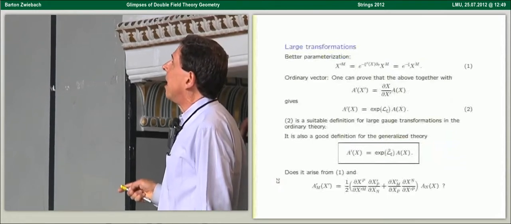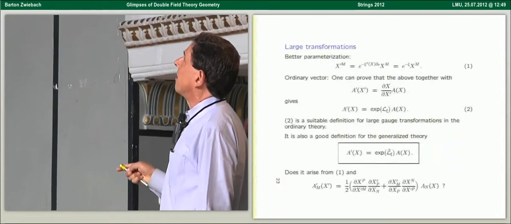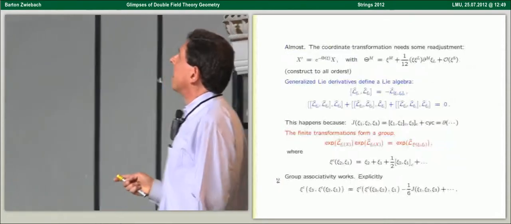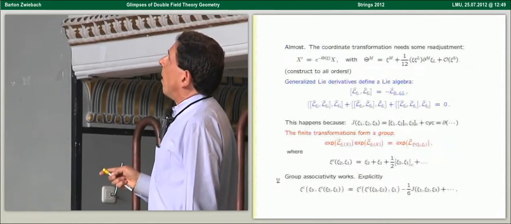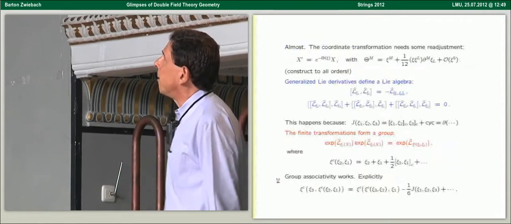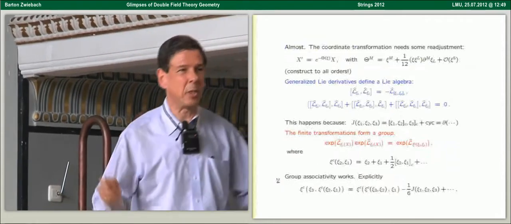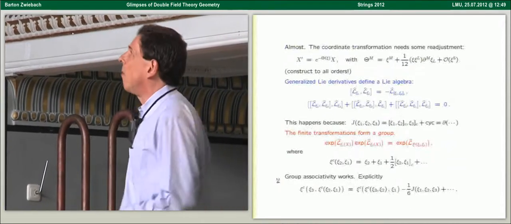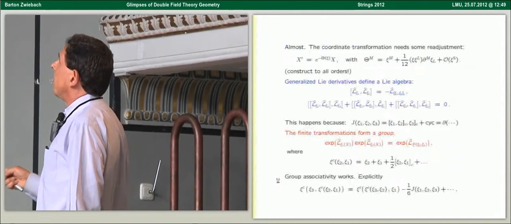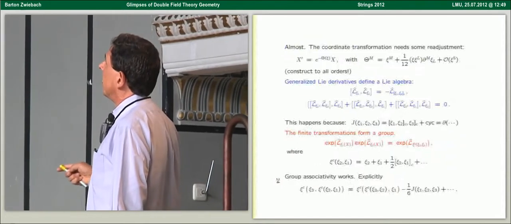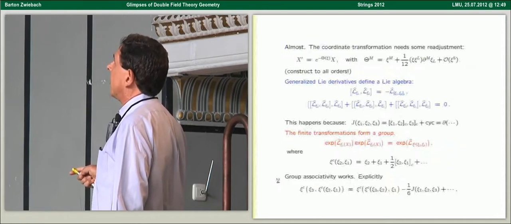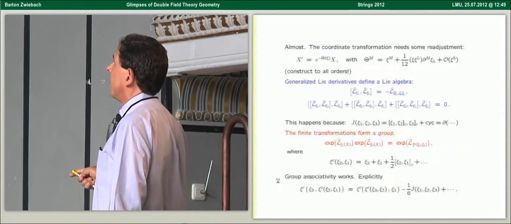So you can ask, does this arise from our definition and some diffeomorphism? And the answer is yes, but not exactly this one, but a slightly different one, in which it's the same to leading order, but acquires corrections at cubic order. And there's a diffeomorphism that makes the exponential of the Lie derivative equal to our form. So generalized Lie derivatives, I remind you, form a Lie algebra. There's a Jacobi identity for the generalized Lie derivatives, despite the fact that the bracket, the C bracket, doesn't satisfy a Jacobi identity.